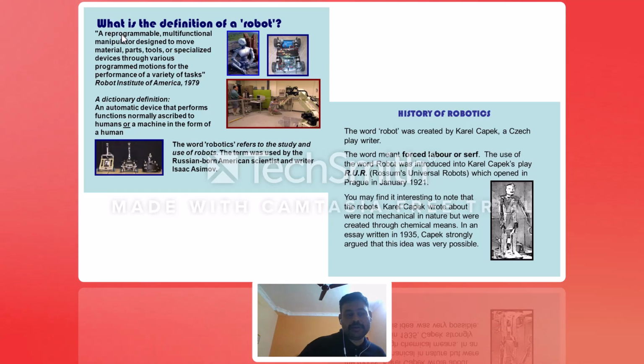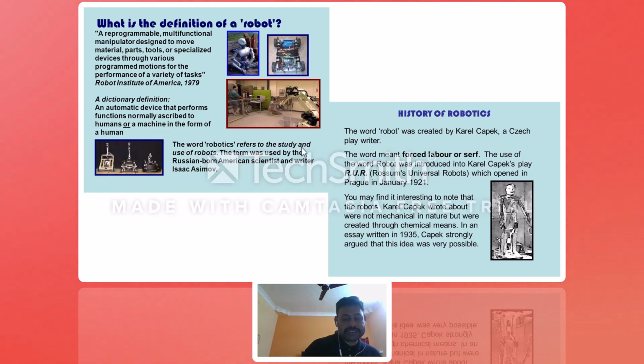First of all, I will explain the definition. The definition of a robot is a reprogrammable, multifunctional manipulator designed to move material, parts, tools, or specialized devices through various programmed motions for the performance of a variety of tasks. This definition was given by the Robot Institute of America in 1979. In the dictionary definition, a robot is an automatic device that performs functions normally ascribed to humans, or a machine in the form of a human.